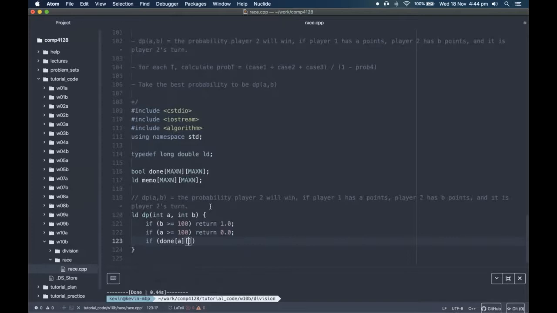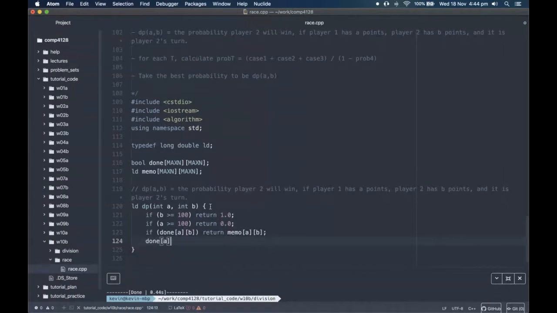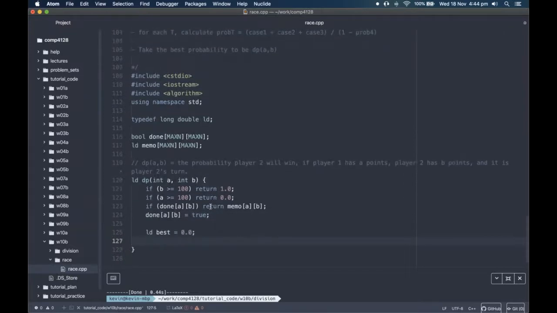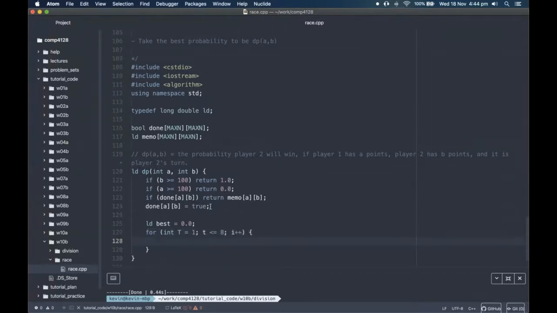Then if we've actually done this before, we can just return memo[a][b]. Otherwise, we'll set done equals true, and make sure that after we calculate our answer, we also store it in our memo. Okay, so let LD best equal 0.0. This is going to be the best probability for t that we see. I'm going to loop through all the values of t and calculate that formula.